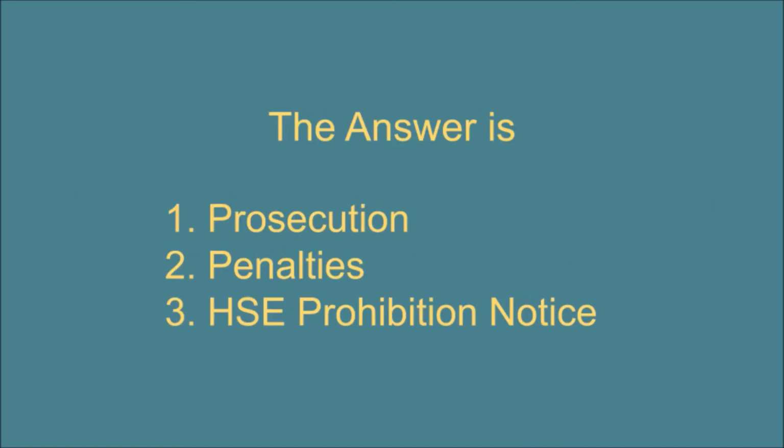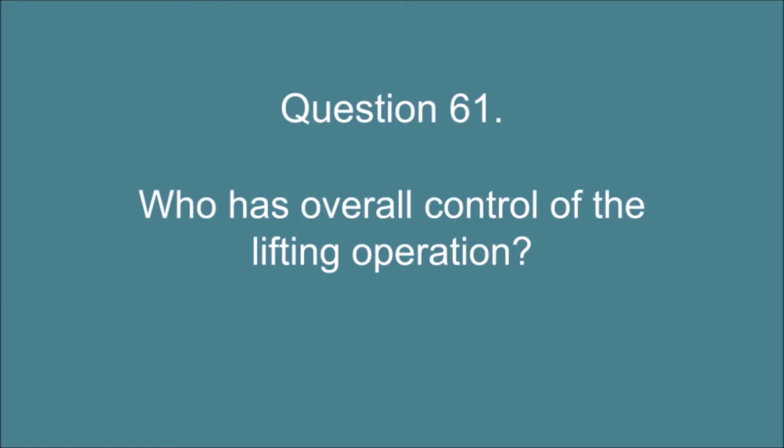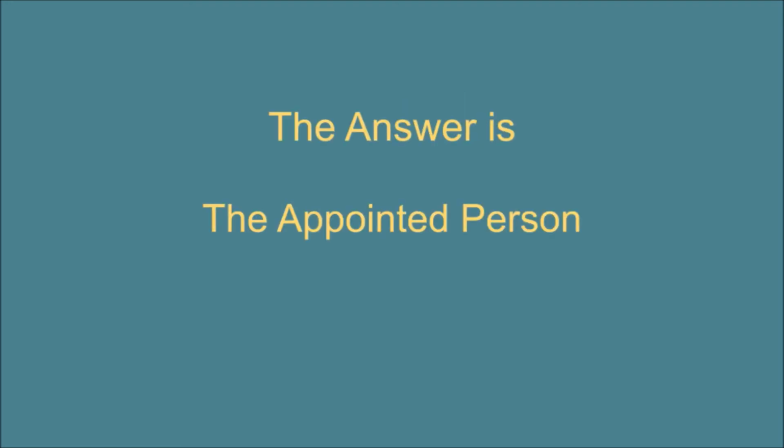Question 60. Name 2 possible penalties for not following legal requirements when carrying out lifting operations. The answer is: 1. Prosecution. 2. Penalties. 3. HSE prohibition notice. Question 61. Who has overall control of the lifting operation? The answer is: the appointed person.